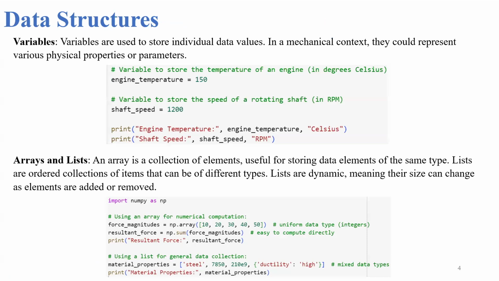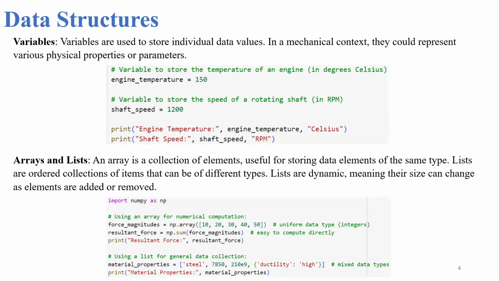Some of the key data structures. So these are very important as we move forward in the course. For example, variables. So these are variables which are used to store individual data. In a mechanical context, they could represent various physical parameters such as engine temperature, shaft speed, and you can see that we are defining a variable, and we can also print it, such as the engine temperature is this many Celsius.